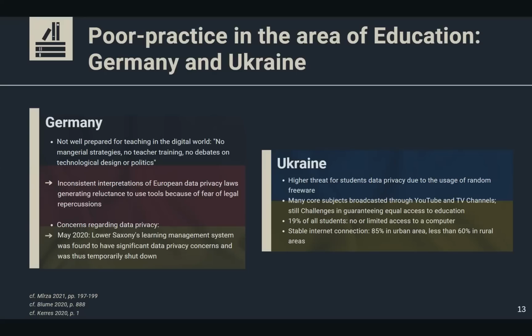In the case of the Ukraine, there are still challenges in guaranteeing equal access to education. For example, 19% of all students have no or limited access to a computer. Also, a stable internet connection is not given in rural areas.